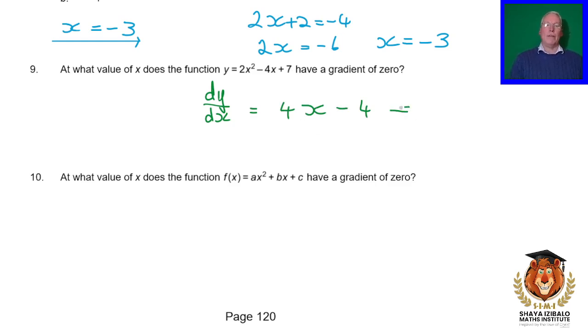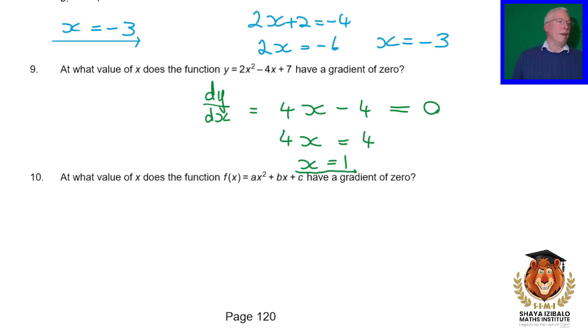We want the gradient to equal 0. So now we're solving a very simple little equation. Let's add 4 to both sides. And let's divide both sides by 4 and we get x equals 1. Okay, so when x equals 1, that graph has a gradient of 0.